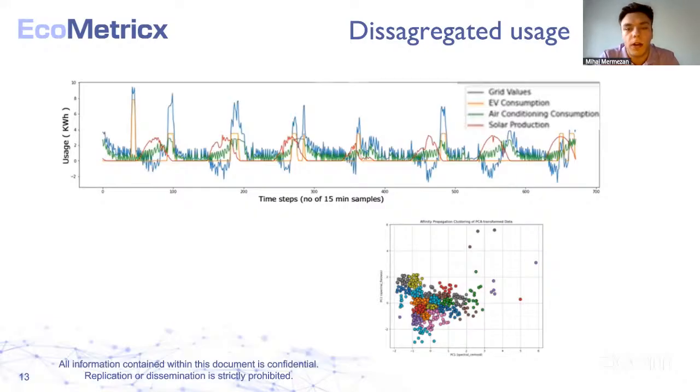And overall, we display this sort of disaggregated usage, as you can see for the solar production, the daily cycles, and so on. And then in the bottom side of this chart, reduced dimensionality for clustering. After putting all the features together, we reduce it to a bidimensional space and plot it in order to have an initial version of customer segmentation.